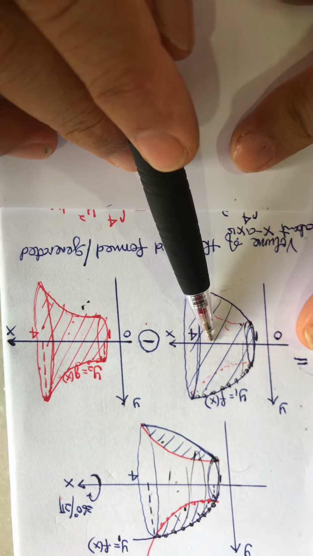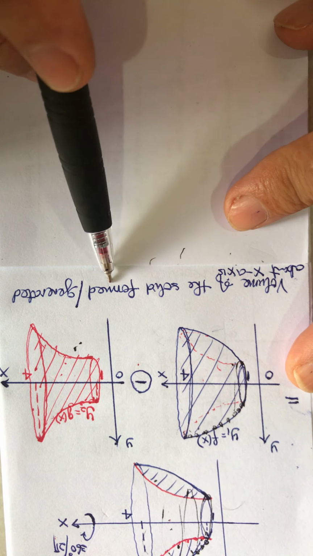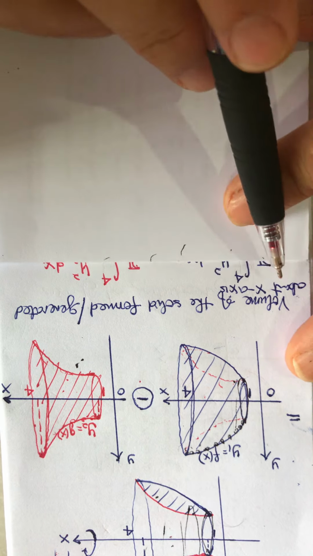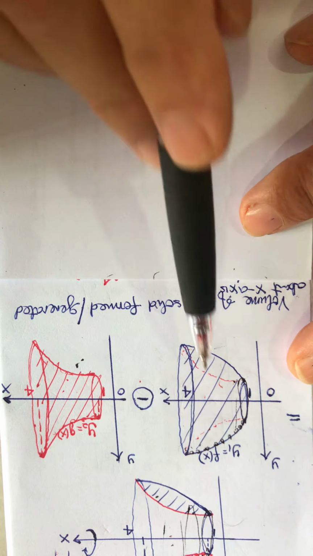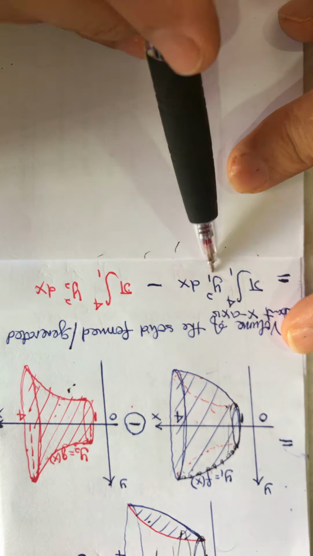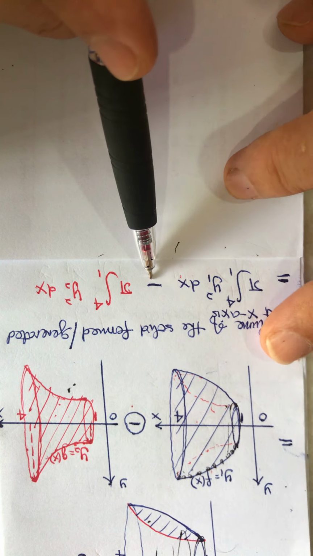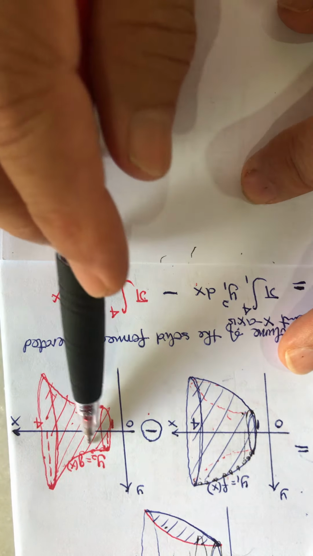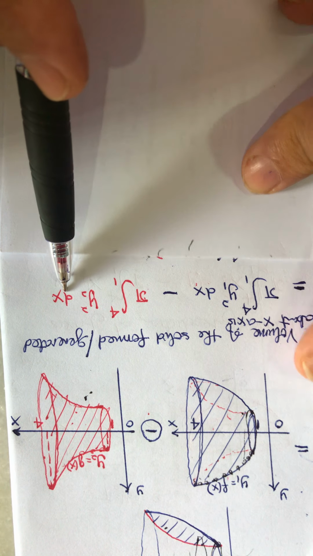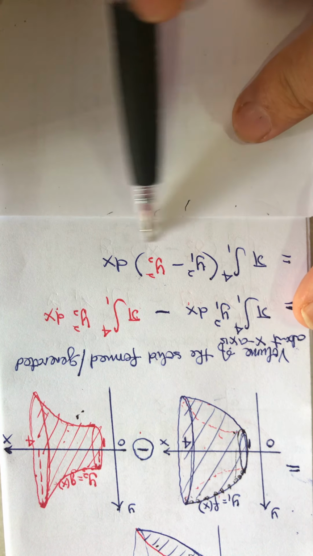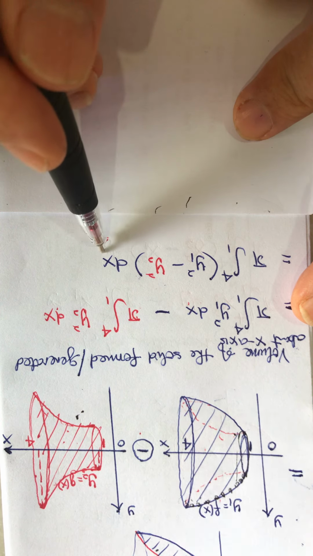So therefore, what is the volume? The volume of the solid formed or generated about the axis will be pi y1 square dx minus pi y2 square dx. So you combine, you get this. So this is the formula.